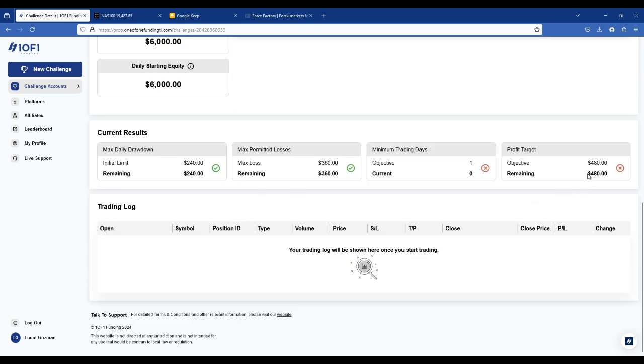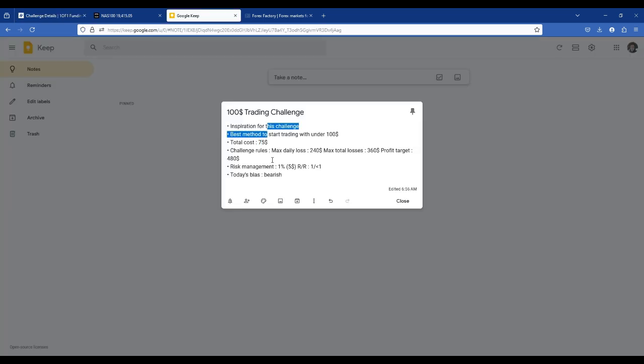The rules are I need to make 480 to pass it. And if I lose total 360, then I lose the account. So basically, make 480, can't lose 360. That's the goal. The rules I set for myself are 1% is my risk management.